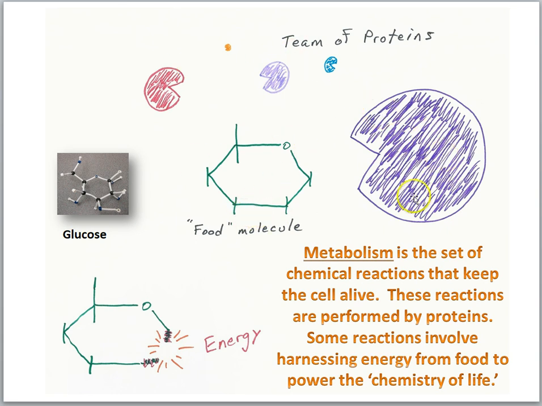Now all these types of chemical reactions that are operating on food molecules and so on by this team of proteins, we're going to call this set of reactions metabolism. So metabolism is the set of chemical reactions that keep the cell alive. These reactions are performed by proteins, and some reactions involve harnessing energy from food to power the chemistry of life. So this is just one set of chemical reactions that we're going to call metabolism. We'll see that there are other reactions involved in building molecules. That's also metabolism.